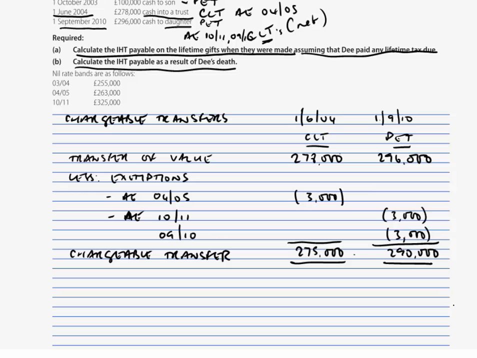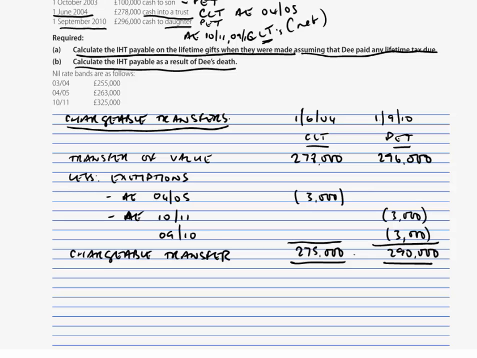Okay, well, hopefully you're looking at a working something like this in relation to our chargeable transfers. The only two that we need to recognise here for purposes of the computations that we need to do is the June 04 CLT and the September 2010 PET. Pick up, of course, straight from the question to begin with the transfers of value. The transfer of cash into the trust was 278 and the cash to the daughter was 296. We've already identified what exemptions are then available. Back in June 04, just the 04-05 annual exemption, and then against the PET in September 10, firstly the 10-11 annual exemption, followed by the unused annual exemption brought forward from 09-10. Take them away and we get our chargeable transfer figures.